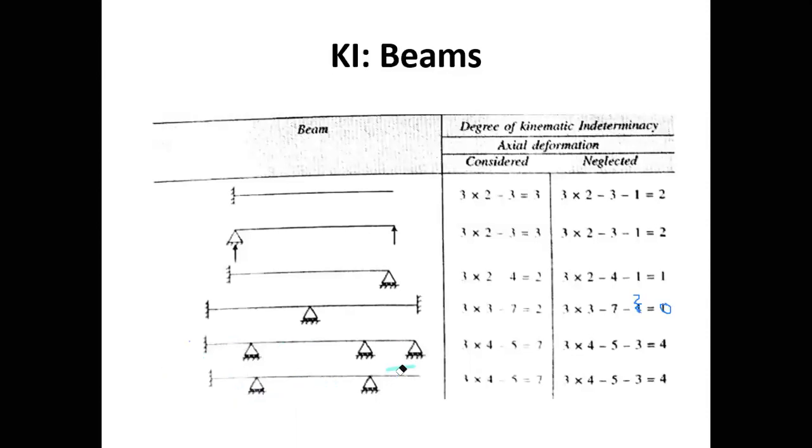Simply, there are two ways. Generally, we do not consider axial deformation in case of a beam. We usually neglect it. But if we are asked to consider axial deformation, we'll simply subtract the number of members from the beam, and we'll get the value of kinematic indeterminacy.